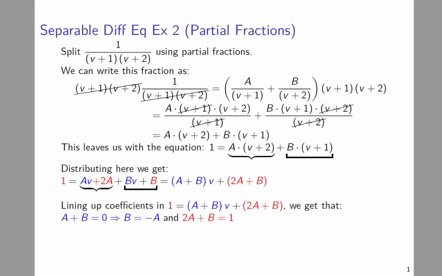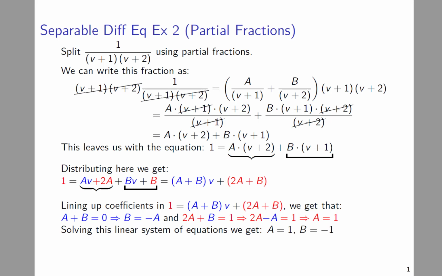From the first equation, we get that B is negative A, and when we input that into our second equation, we get 2A minus A equals 1, which leaves us with A equals 1. So by solving this linear system of equations, we found that A equals 1, and thus B, which is negative A, equals negative 1. So we can conclude that 1 over (v+1)(v+2) is equal to 1 over v+1 minus 1 over v+2.